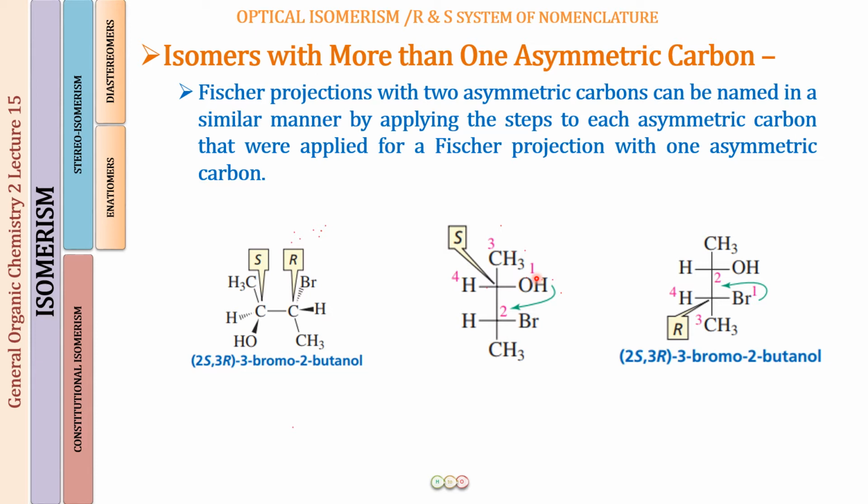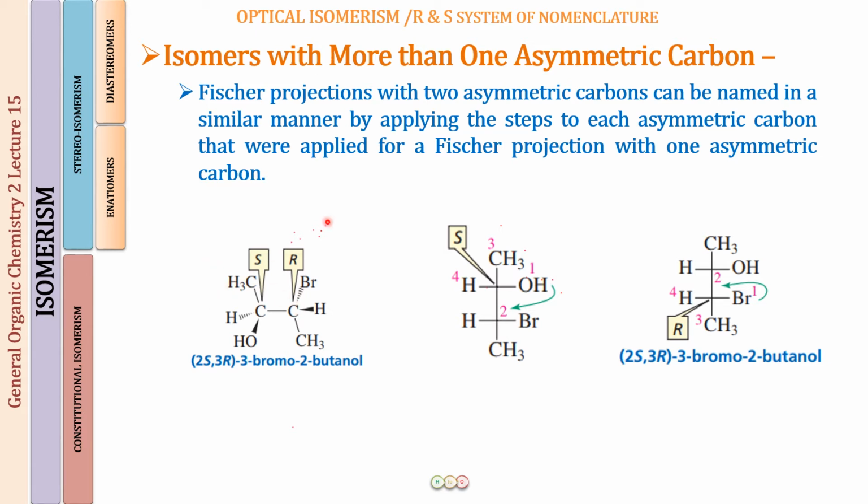Okay, now you have not learned the sawhorse projection, so how will you convert this projection into the Fischer projection? Very easy. You have a wedge and dash projection. You know how to write the configuration for it, how to write it as S or R. You also know the priority order of the groups. Supposedly, if I ask you the priority order for C2, OH is going to be 1, this carbon, the C3 chirality center, is group number 2, CH3 is 3, and hydrogen is 4.